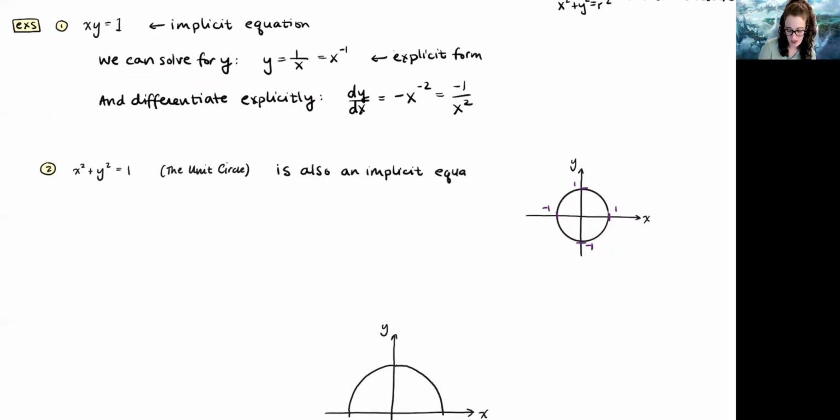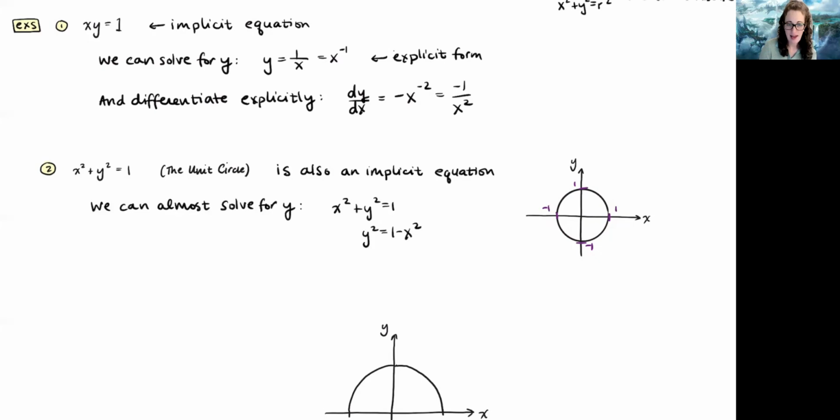Notice I'm calling it an equation because it's not a function. We reserve function for things that are functions, so this is an implicit equation. If we try to solve for y here, we can almost do it. We can get really close. So if we have x squared plus y squared equals 1, we can subtract the x squared from both sides.